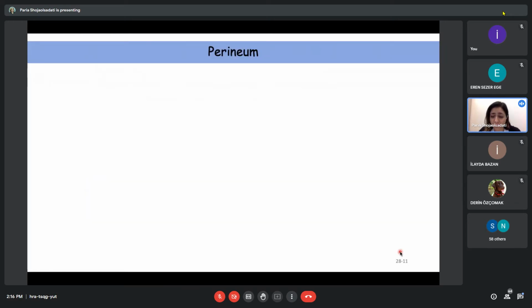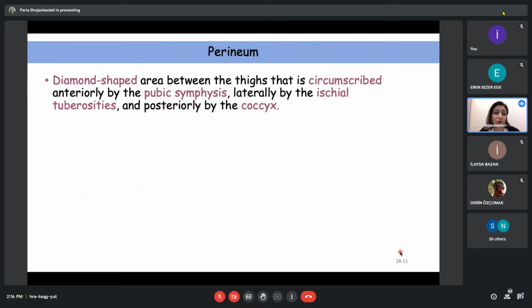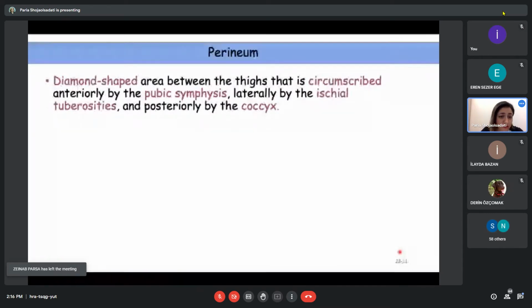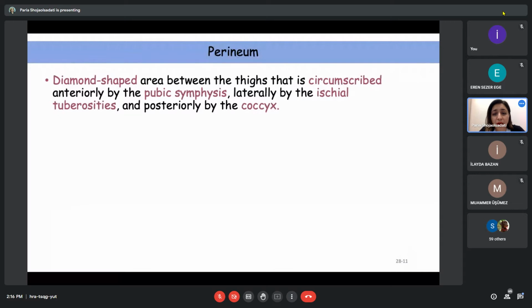Let's take a look at the space where the external genital organs are located. This space is known as the perineum. The perineum is a diamond-shaped area between the thighs that is circumscribed anteriorly by the symphysis pubis, laterally by the ischial tuberosities, and posteriorly by the coccyx.